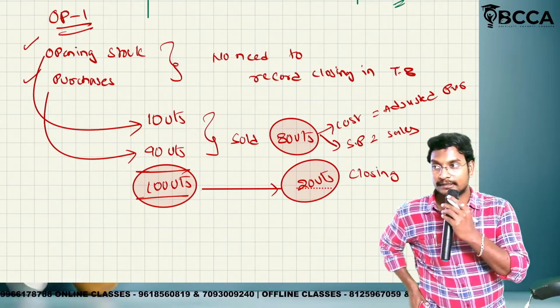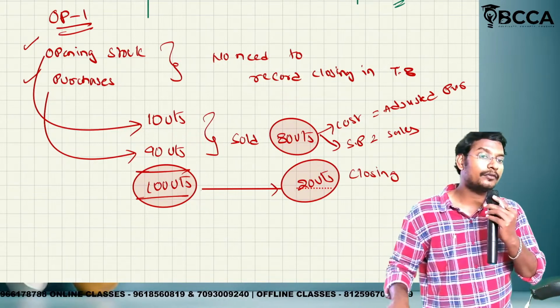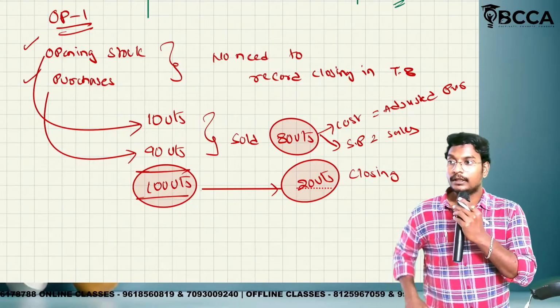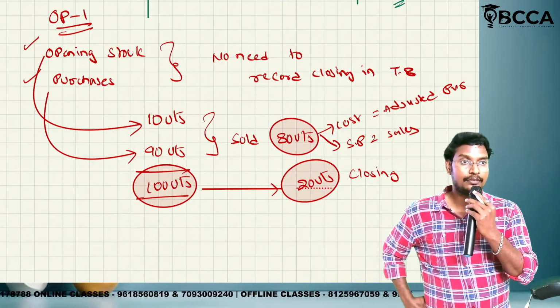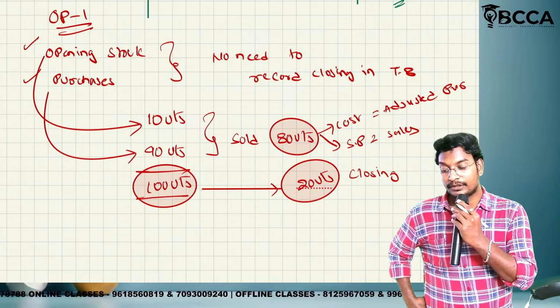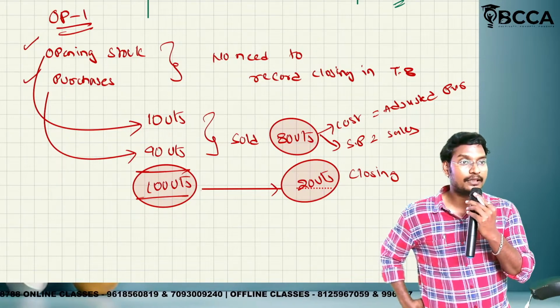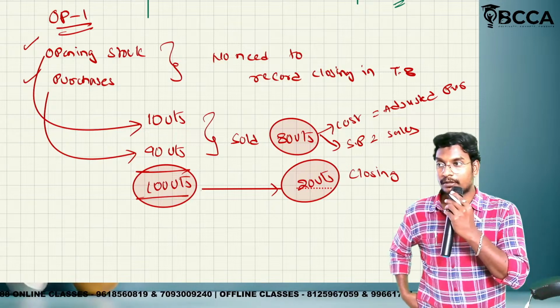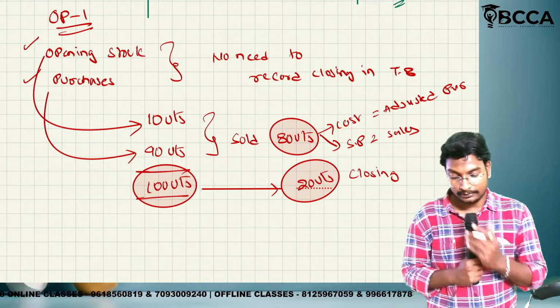At which point of time do we have to record the closing stock in the trial balance? We have to record it if we recorded the adjusted purchase. At which point should we not record the closing stock in the trial balance? If opening stock and purchases are recorded, we should not record the closing stock in the trial balance.